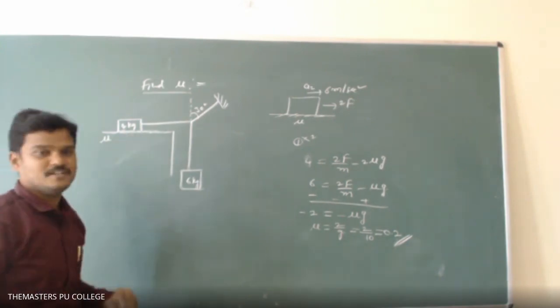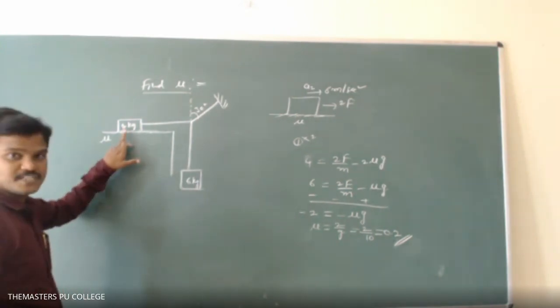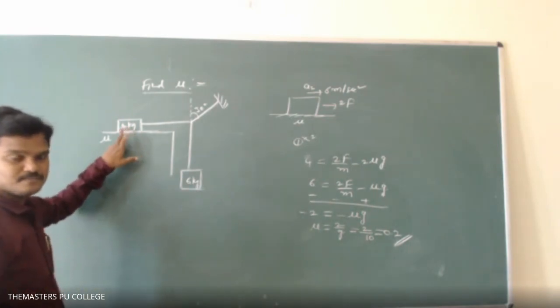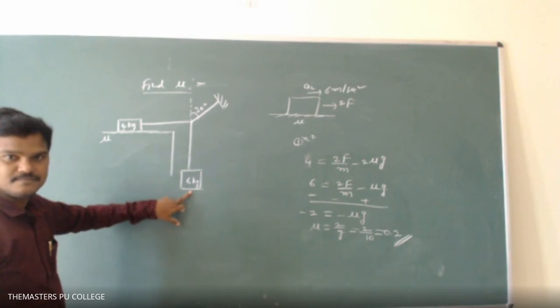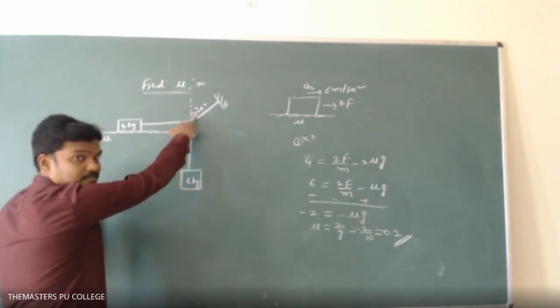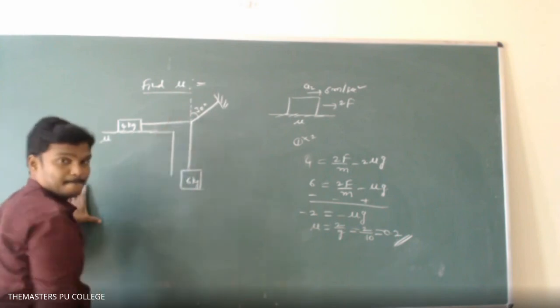One way you can find it. This is 4 kg. Is it visible, the 4 kg? Otherwise, listen to my words. This is 4 kg, this is 6 kg, and this is 30 degrees. Are you able to see this 30?